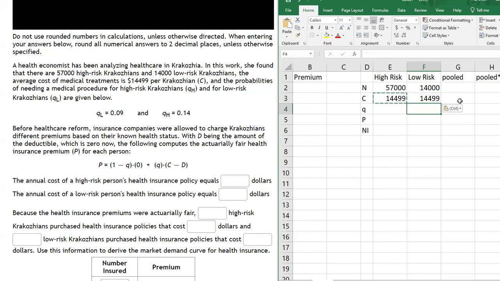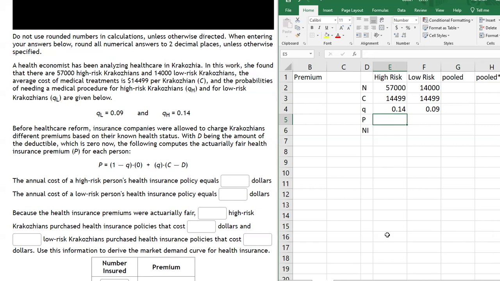The low-risk Caucasians' probability of needing this medical procedure is 0.09. The probability of a high-risk Caucasian needing this procedure is 0.14. Now, the next thing I want to do is use this equation down here to calculate what's called the actuarially fair health insurance premium, P.